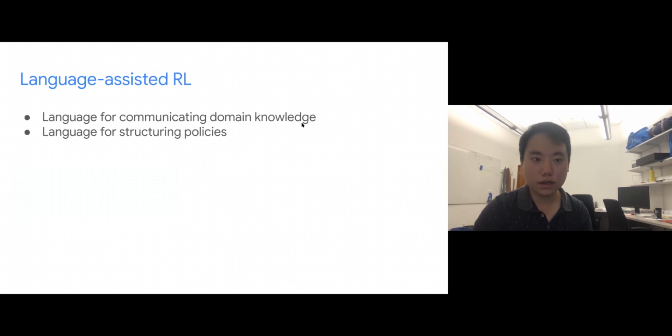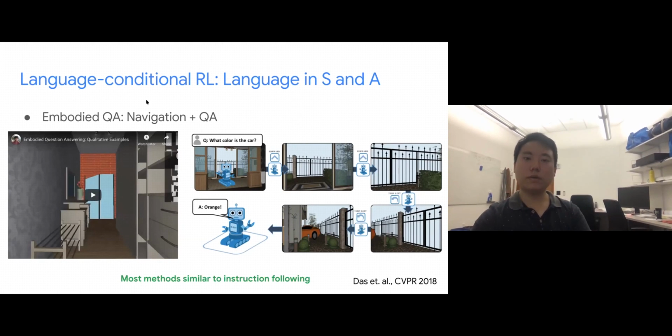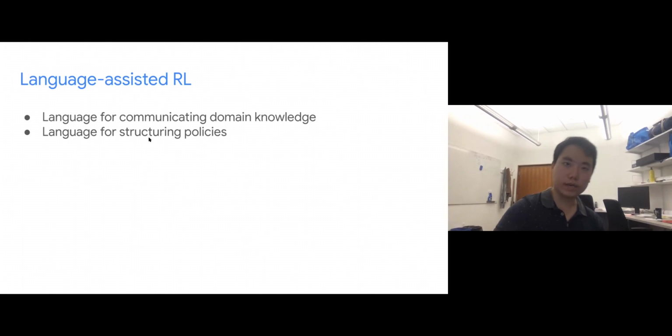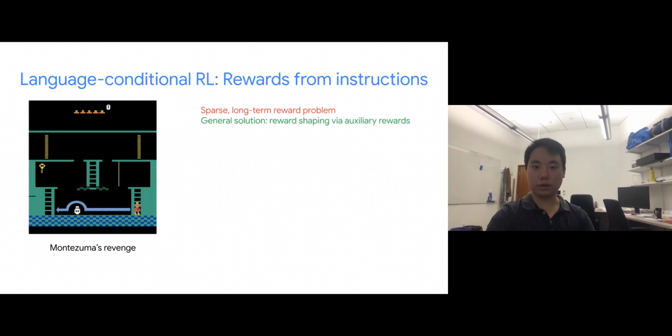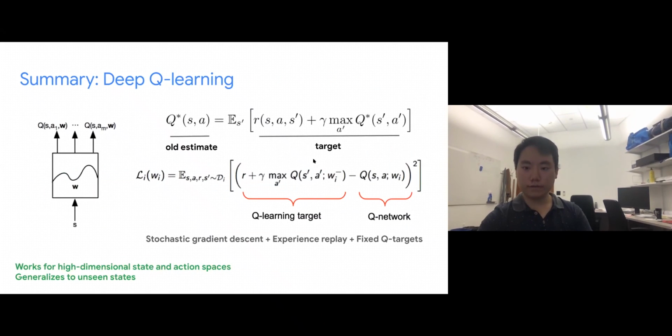Cool. So let's stop there. Today, we talked a bit about language conditional RL. Next week, we'll continue on how language can assist reinforcement learning for both domain knowledge and structuring policies. And we'll also talk about a different set of reinforcement learning methods based on policy gradients. Yep, so that's it. Here's a main summary for Deep Q learning.